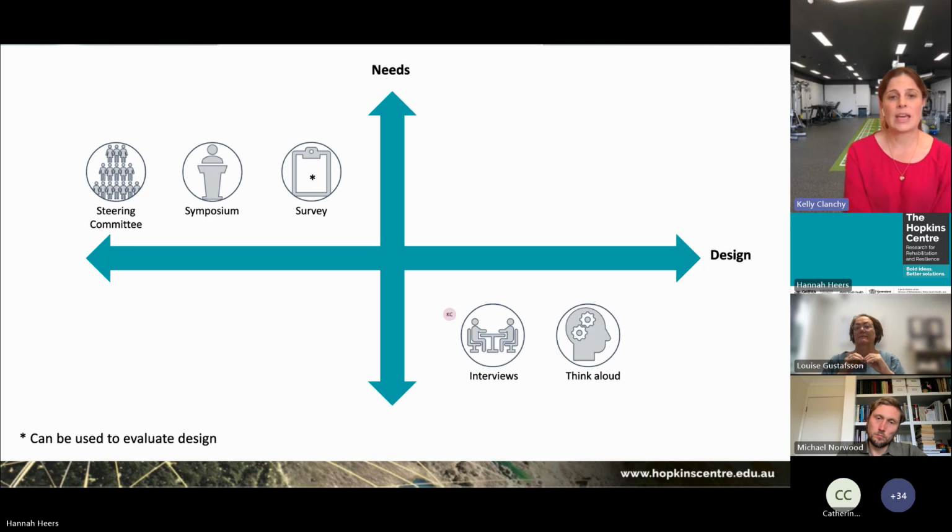The interviews and the think aloud methods gave us really nuanced data in relation to the design specifications. It was able to put the information relating to needs and wants in context of the technology developed.